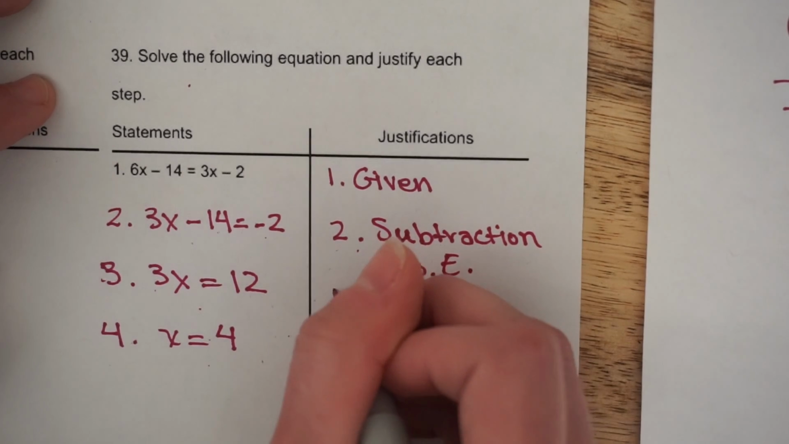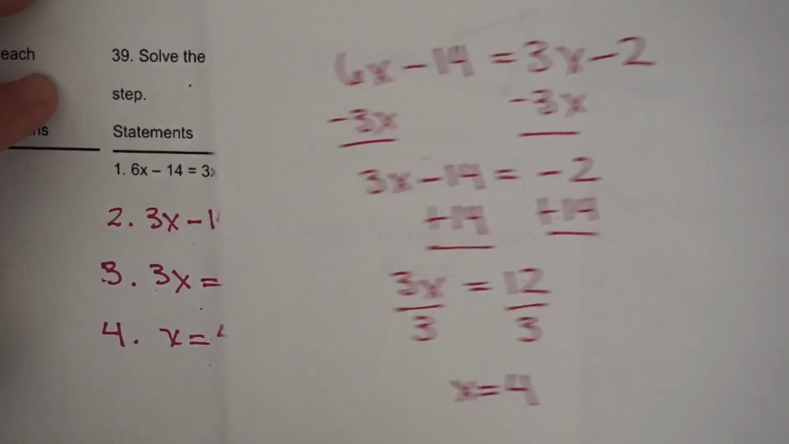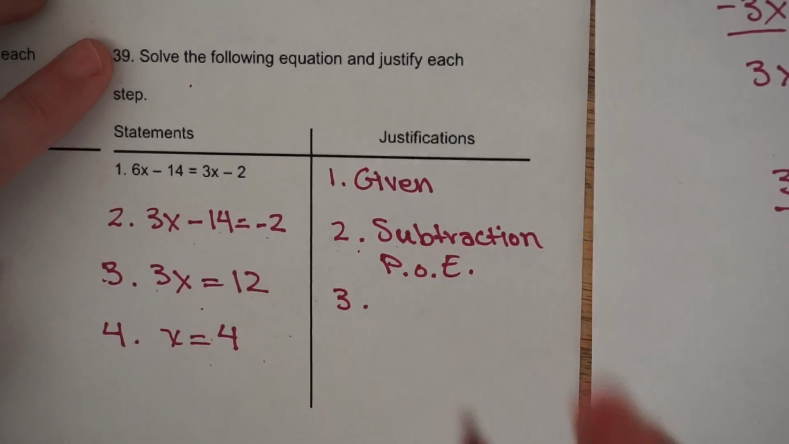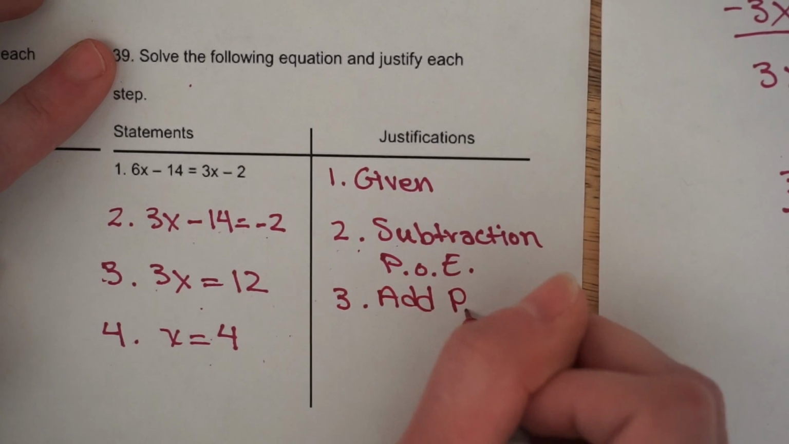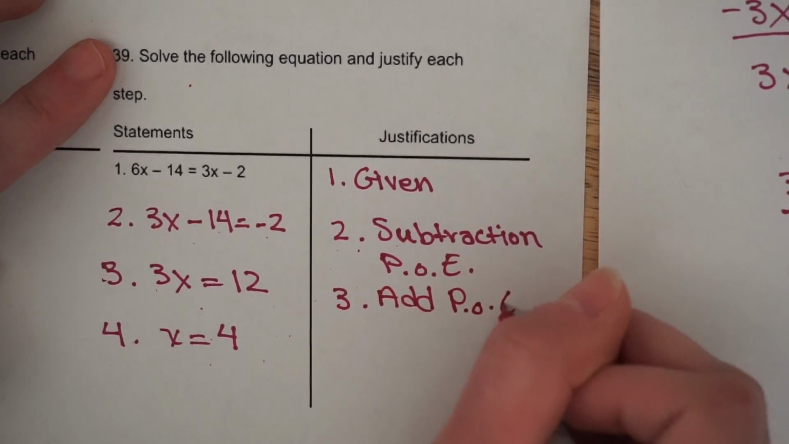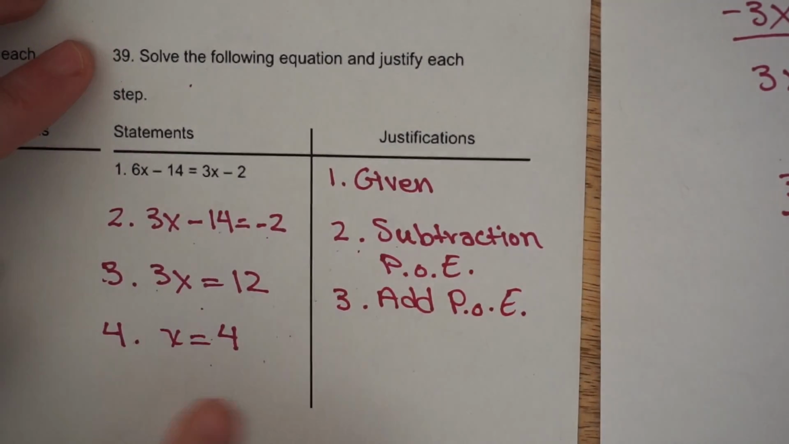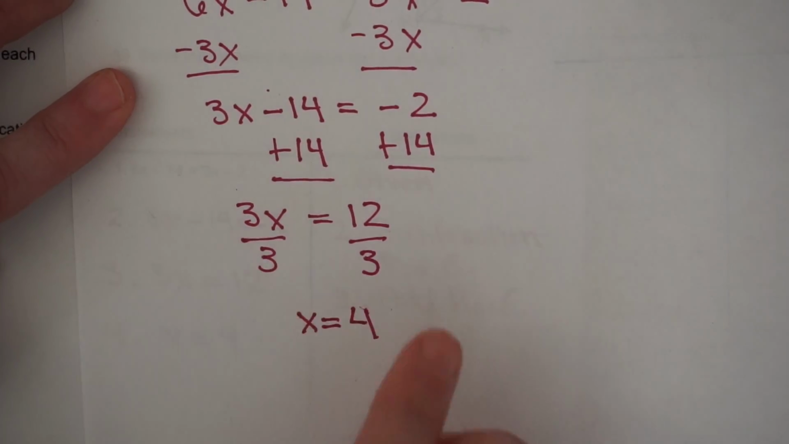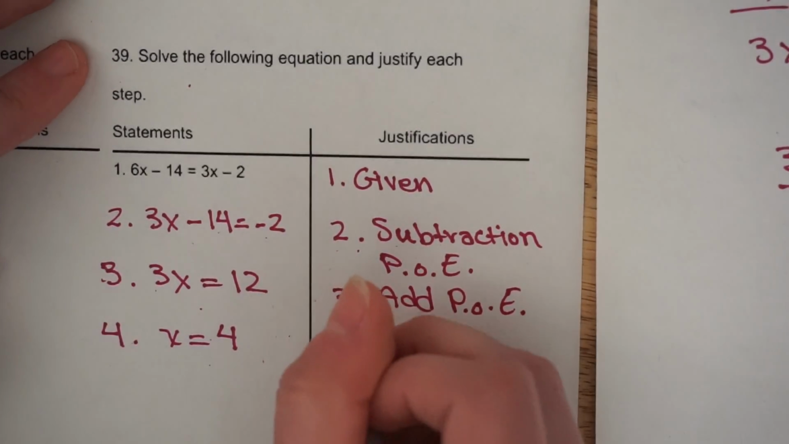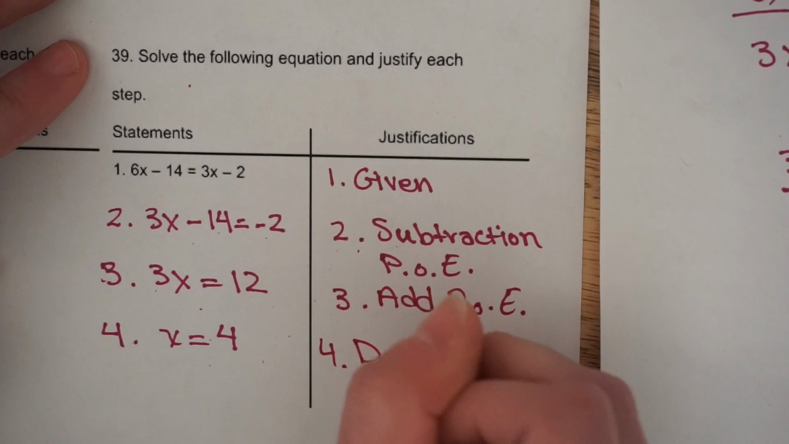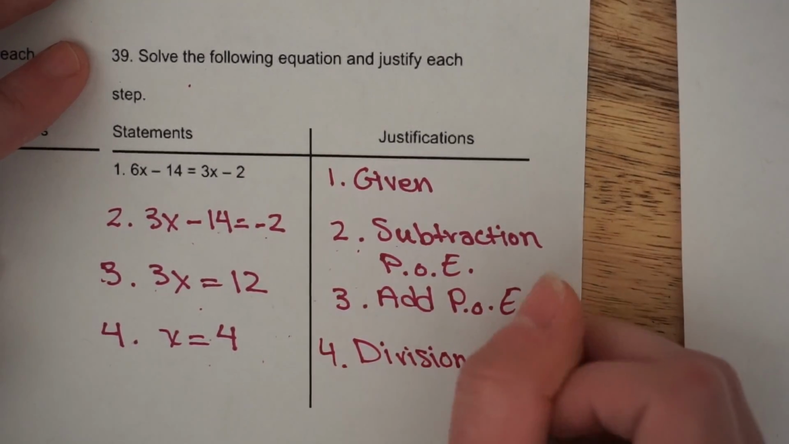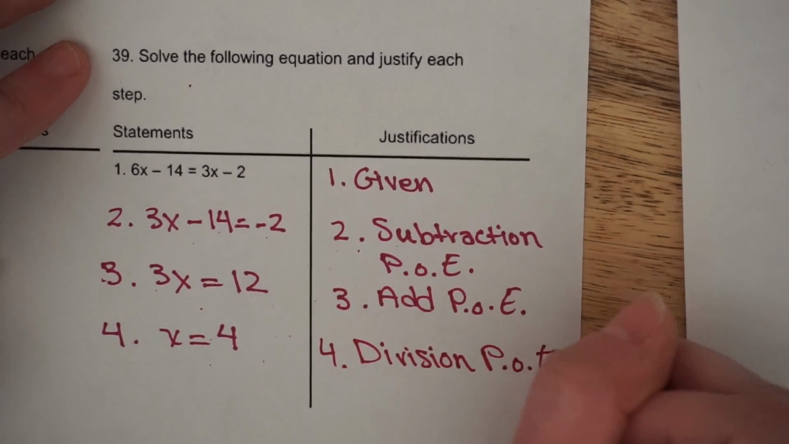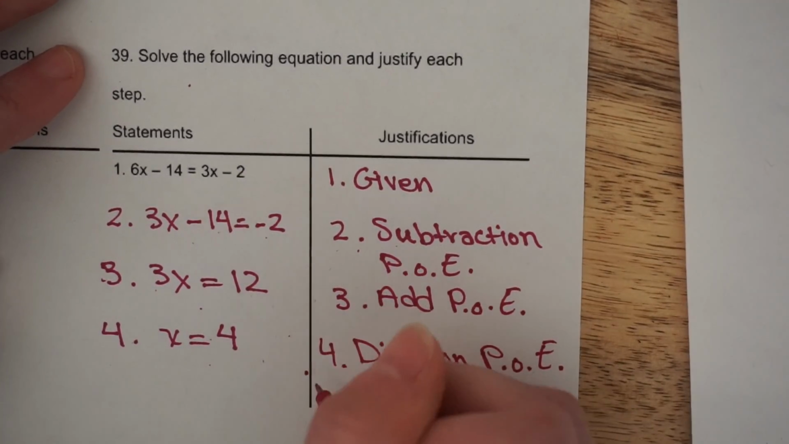Step 3, we said, hey, we added 14 to both sides. So that's just addition, property of equality. Once again, you gotta say it really fancy. Step 4, we just divided 3 from both sides. So that's just division. Say it with me now. Property of equality. Boom. We done.